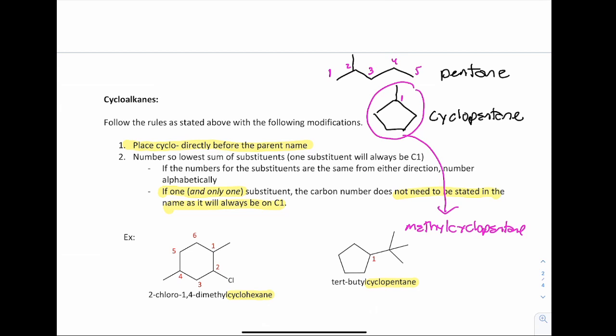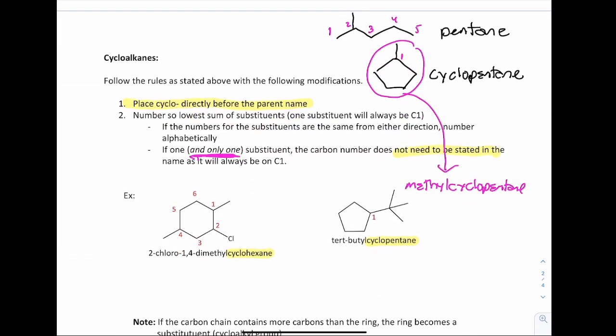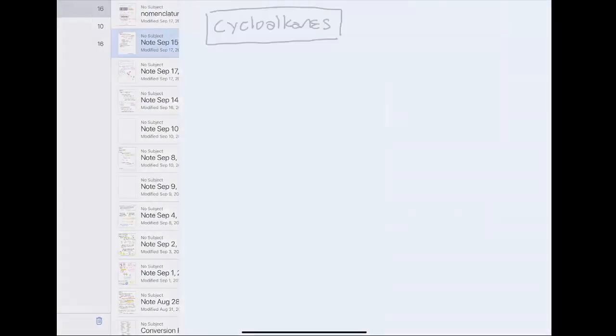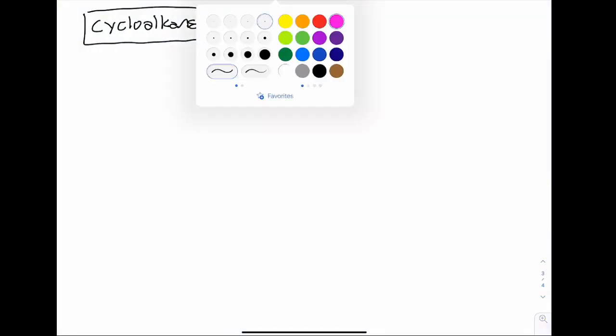And then again, just be careful. It's if there's 1 and only 1. As soon as I have more than one substituent, we need to put numbers for all of the substituents. I'm still on rule 2 here. I still want to number it so I have the lowest sum of substituents. One of them will always be on carbon 1. And then we use the normal rules. If it's the same from either direction, then we number them alphabetically. So let's go out and do a couple of examples.